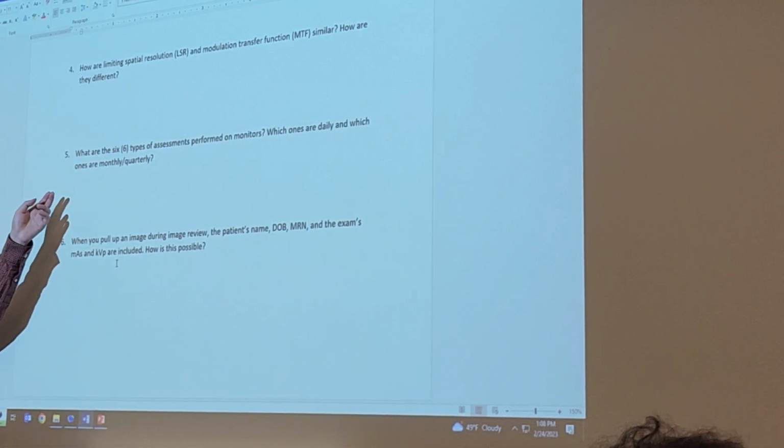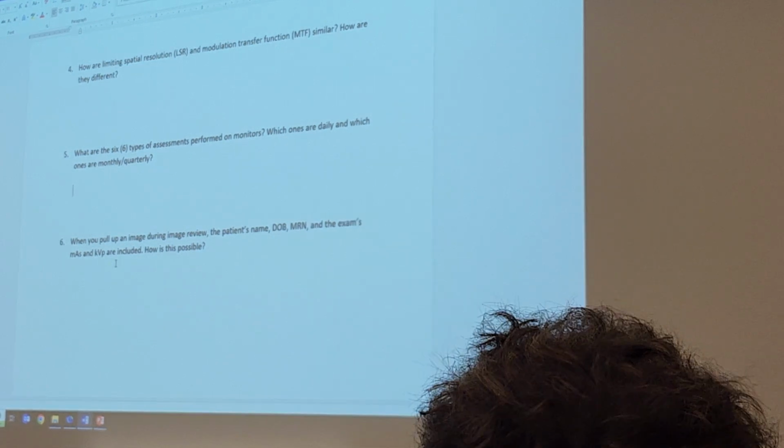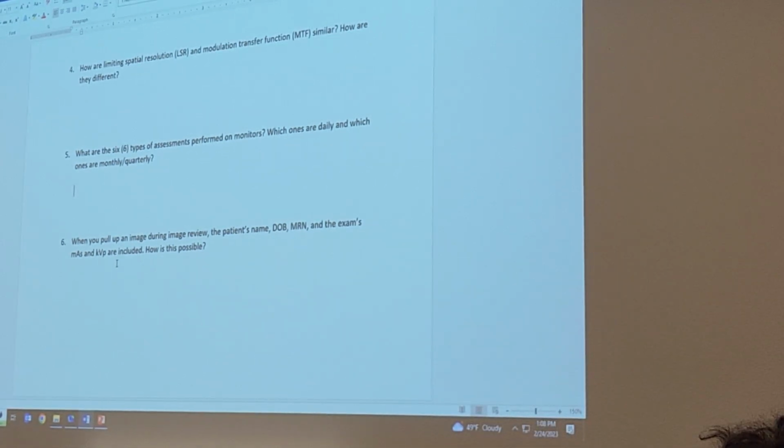Number 5. Shamika, give me one type of assessment performed on a monitor. Your daily overall assessment, good. And as a bonus, what kind of test pattern would be used for that overall? TG18 QC. QC, very good.